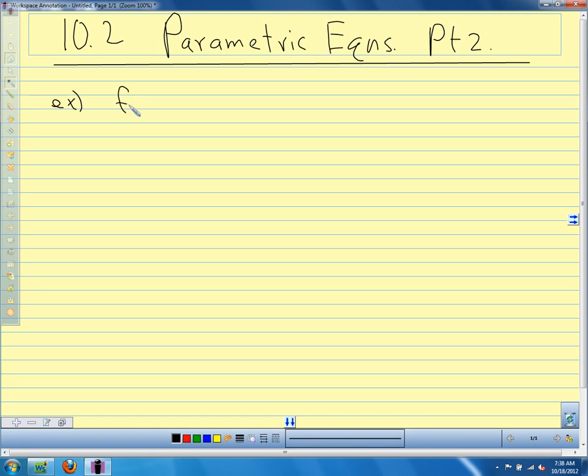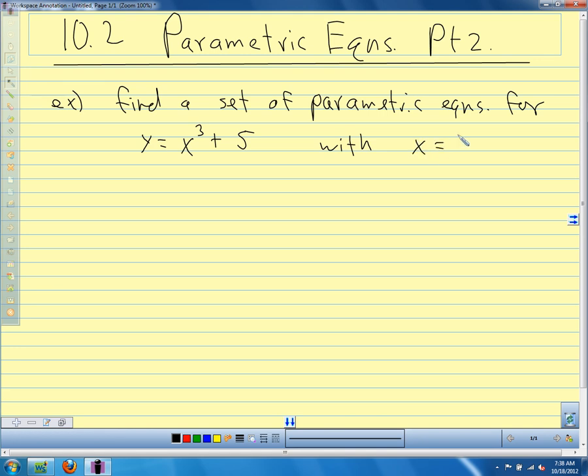So we want to find a set of parametric equations for y equals x cubed plus 5. And in this particular example, we're going to be given our parameter t, with x equals t. So this one's easy. We have our parameter, and all we have to do is substitute. We're given our equation for x, so our first equation is just x equals t and y equals t cubed plus 5. So that's an easy parameterization.